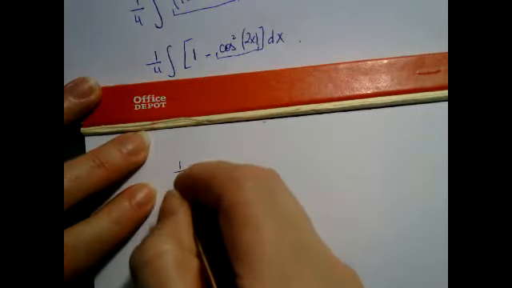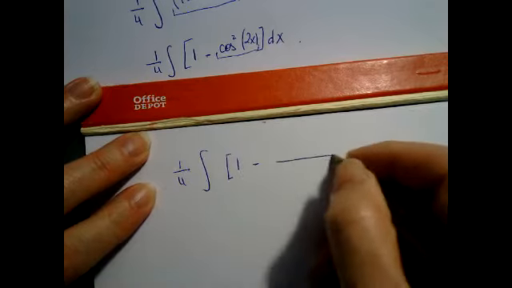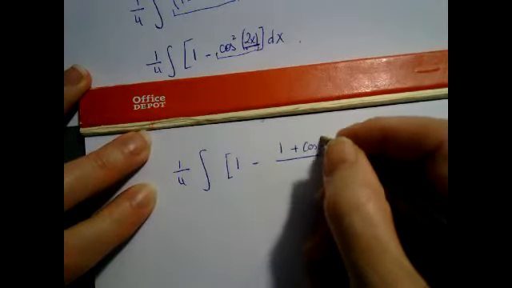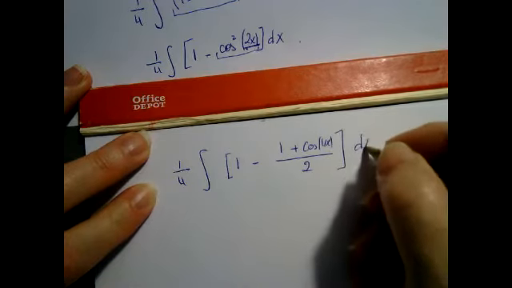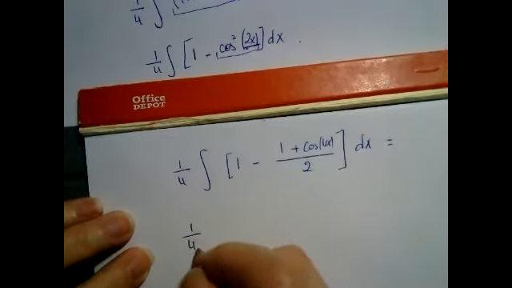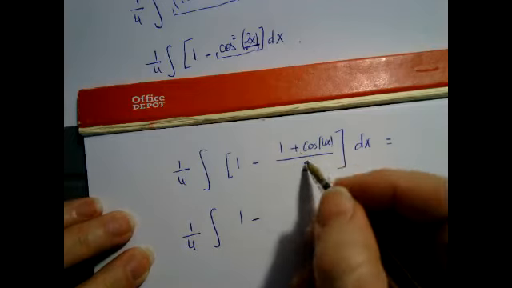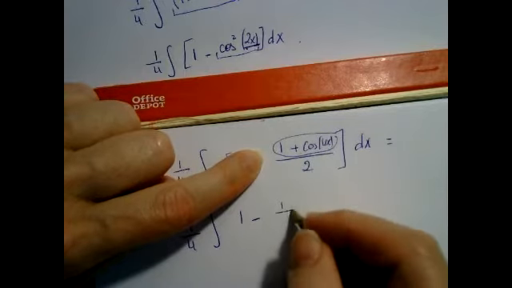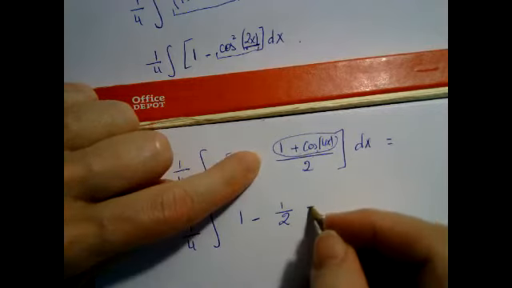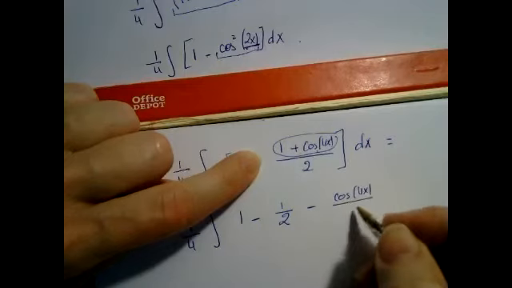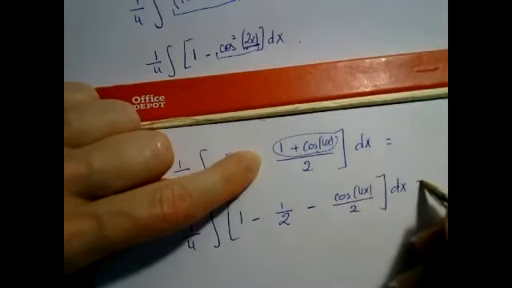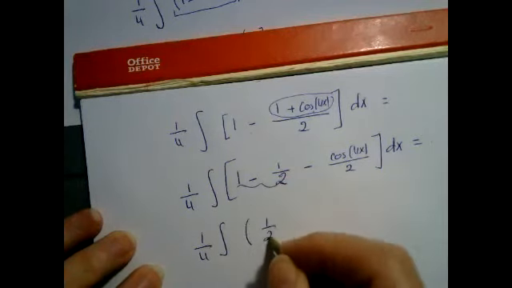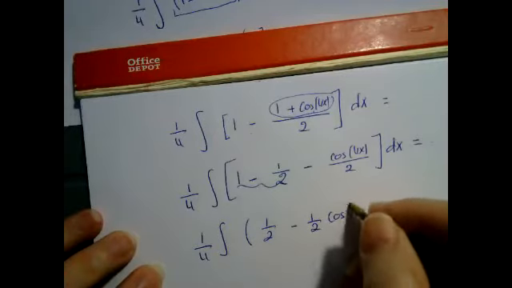So it's going to give me 1/4 integral of 1 minus 1 plus cosine, because I have 2x, it's going to turn into 4x, over 2 dx. Now I'm going to do what I did yesterday. I'm going to distribute that. The numerator can be split, it's not a denominator. This is going to give me 1 minus a half, minus a half cosine 4x dx. This will give me 1 minus a half, that's a half, minus a half cosine 4x.